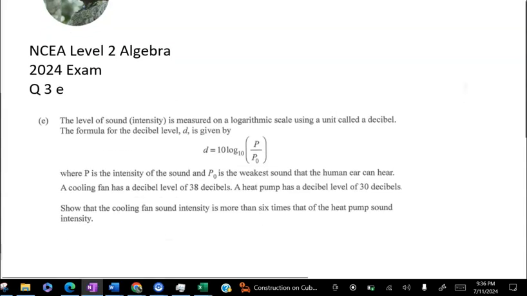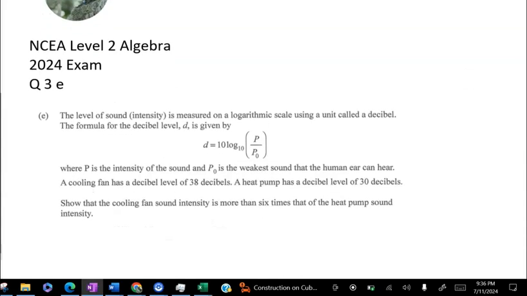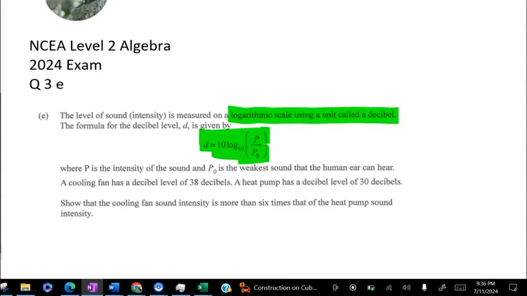So we've got quite a lot of information about how we measure sound, which is quite interesting, I thought. The level of sound is measured on a log scale using a unit called a decibel, right? So it's a bit like with earthquakes. The formula for the decibel level is given to us by this. D is the decibel level, and we've got 10 times the log to base 10 of these two things. P is the intensity of the sound, and P naught is the very weakest sound that the human ear can hear.